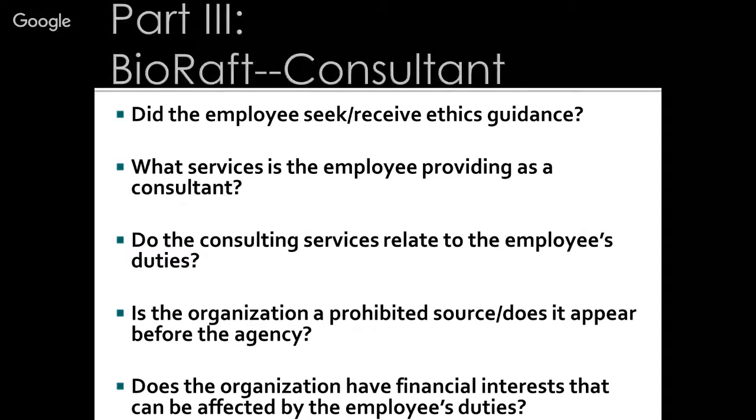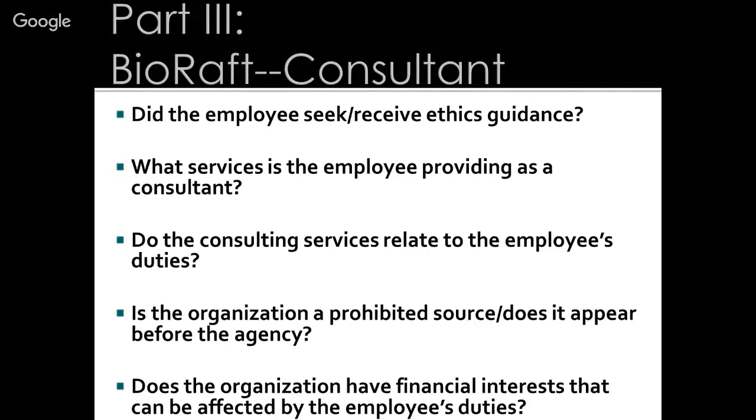Moving on to the BioRaft consultant position. Again, we want to know, did the employee get prior approval if needed, and did they seek or receive any ethics guidance on this? Consultancies can be really kind of problematic, and it really depends on what the services are that the employee is providing as a consultant. If they're effectively helping this organization have an unfair advantage in understanding or being able to apply some of the regulatory standard setting kind of work that our employee does, we're looking at misuse of position. We're looking at use of public office for private gain.